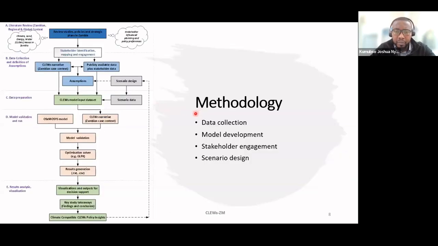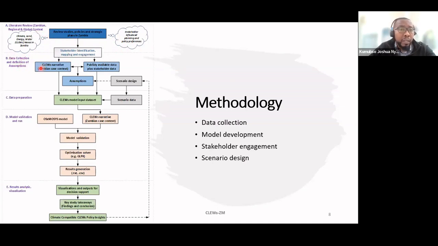Okay, so this is the methodology to be able to achieve the objectives that we just discussed. So here, we've got where everything is starting from. We're reviewing studies, policies, and strategic plans in Zambia, whilst ensuring that this is stakeholder influenced planning and policy preferences, because we have to gauge the appetite for decision makers, the appetite for key players in the space. With that said, then identify and map stakeholders for engagement as part of, cross-cutting across the review itself and the data collection.